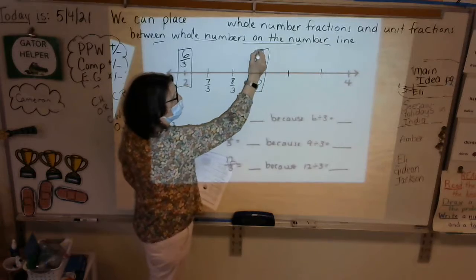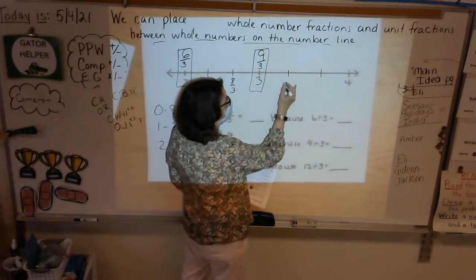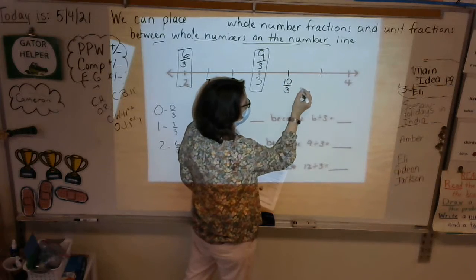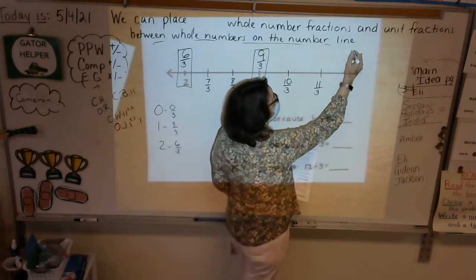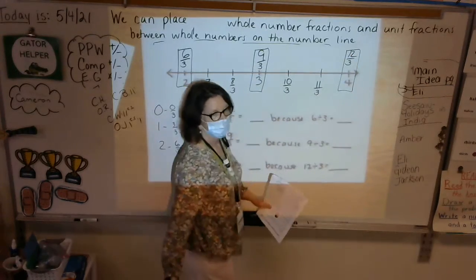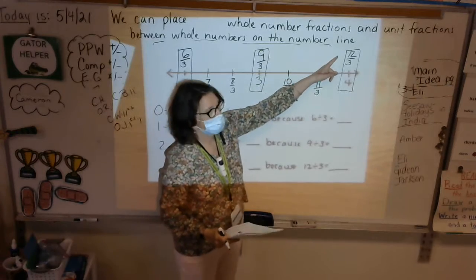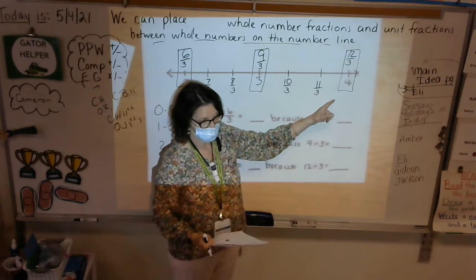We're going to box it because it's a special whole number fraction. What comes after 9 thirds? 10 thirds. What comes after 10 thirds? 11 thirds. What comes after 11 thirds? 12 thirds. We box it. 12 divided by 3 gives us the whole number 4. Make sense?